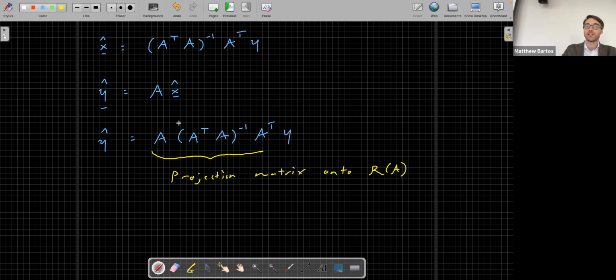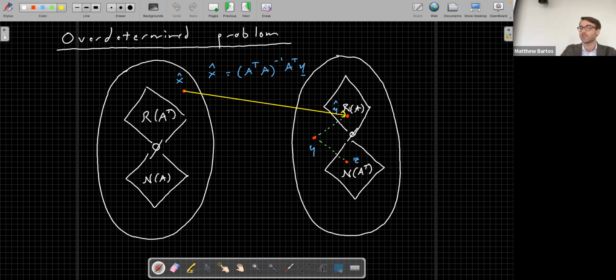So in other words, when you take this matrix here and you apply it to Y, it finds the projection of Y onto the range of A and will give you y hat. So in other words, it's the closest point in the codomain to y that lies within the range of A.